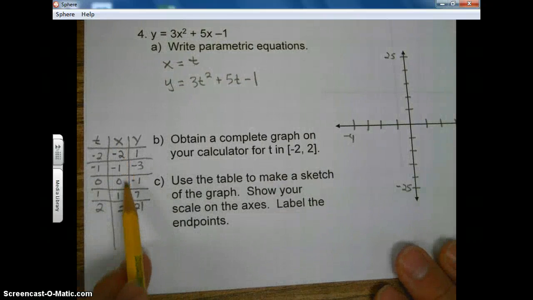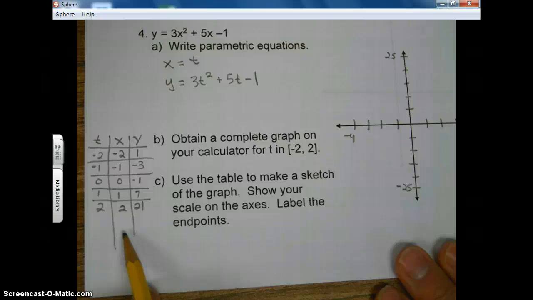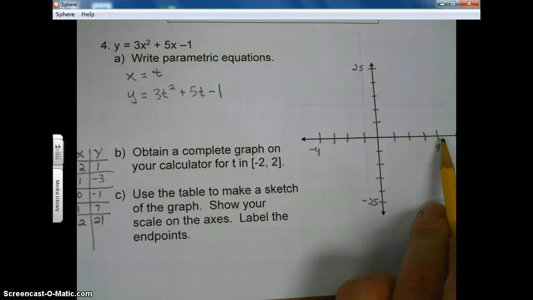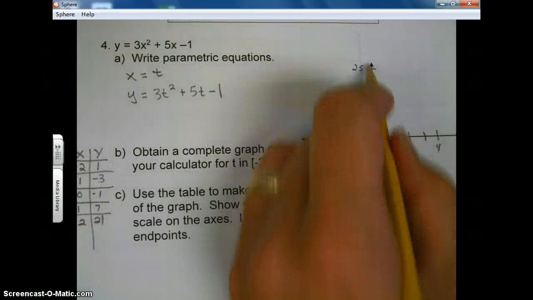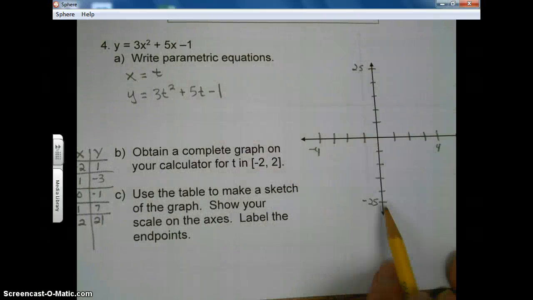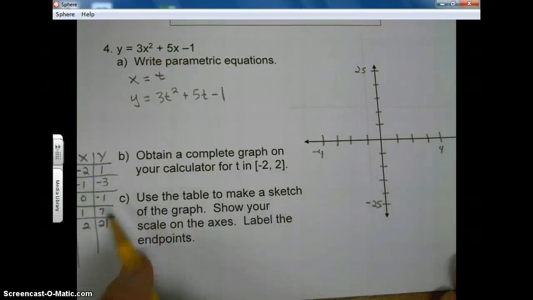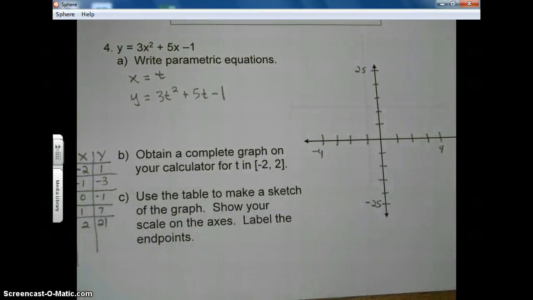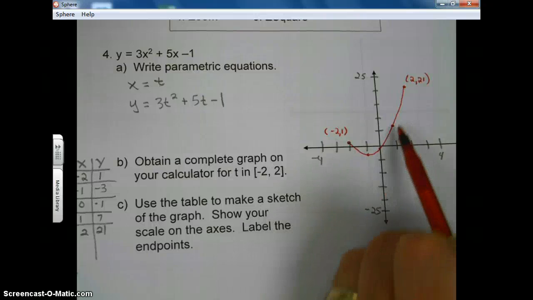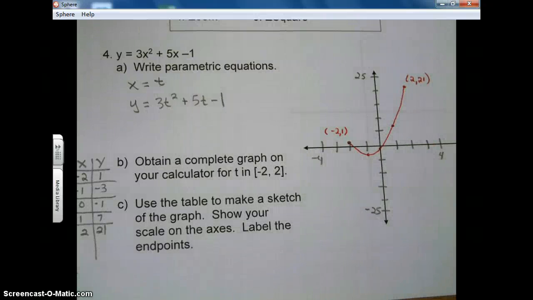Okay, really quick. Hopefully you came up with this table. Hopefully you're not just copying them down. Hopefully you're plugging the numbers in and making your table. I set up my scale from -4 to 4 for my t, and -25 to 25 for my y. Or I should say my x and my y. Okay, so now we're going to graph these points. Go ahead and stop the video now. Alright, once you have plotted your points, you should get part of a parabola as your graph.